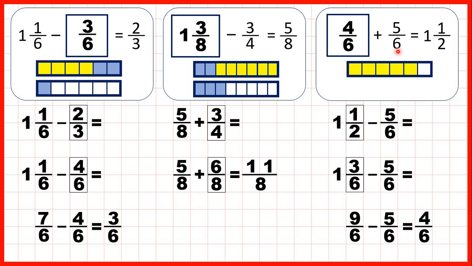Then we knew that 5/6 had been added to something to make 1.5. Now 1.5 is the same as 1 and 3/6, so the 4/6 that are in blue must have been what we started with.